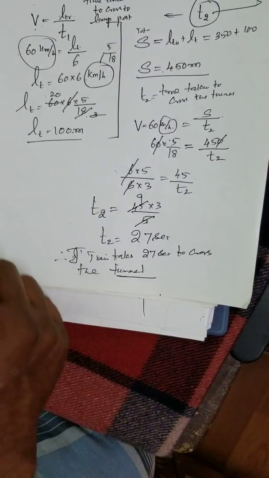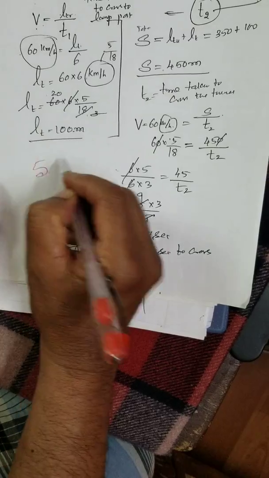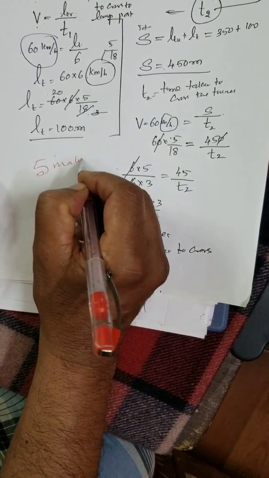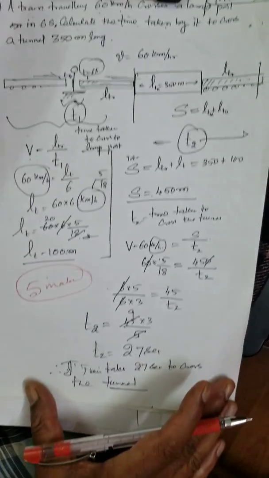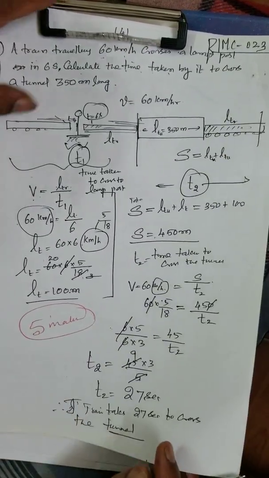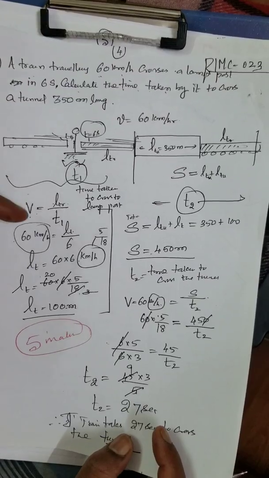See, each problem is 5 marks. You need a lot of strategy to work out this type of sum. This is a combination of physics as well as mathematics.